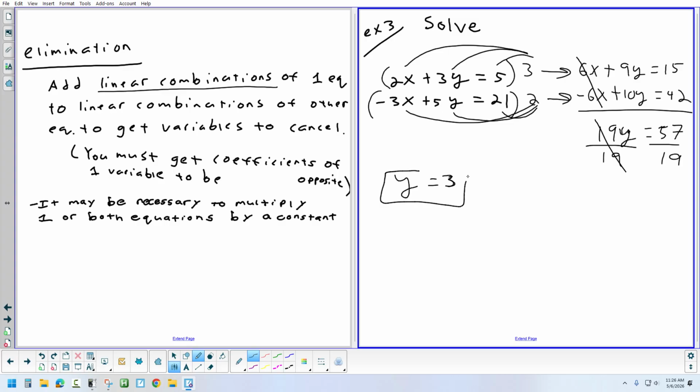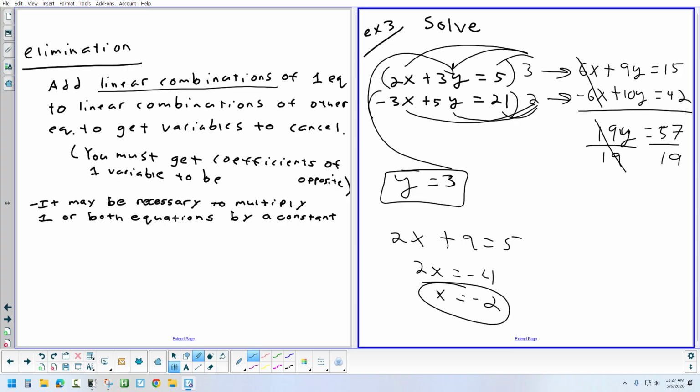Okay, so let's take what we got for y and plug that back in. So we get 2x plus 9 equals 5. Okay, bring the 9 over. And we get x equals negative 2. Okay, any question on that?